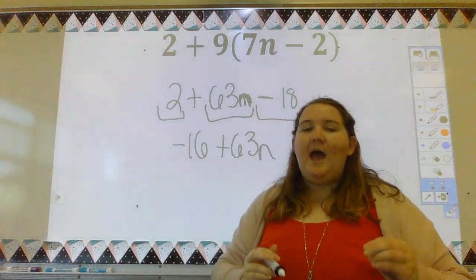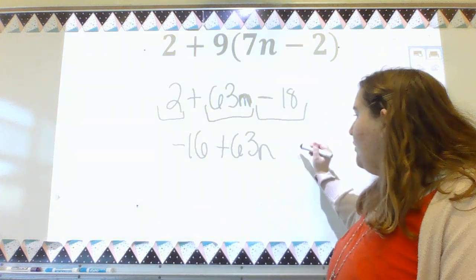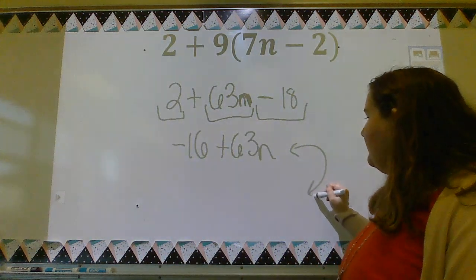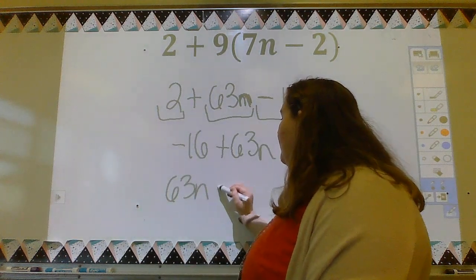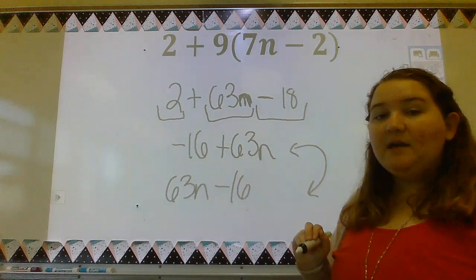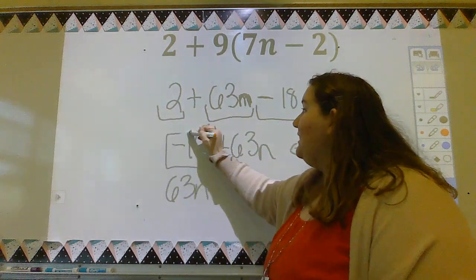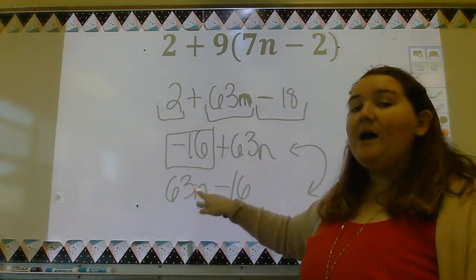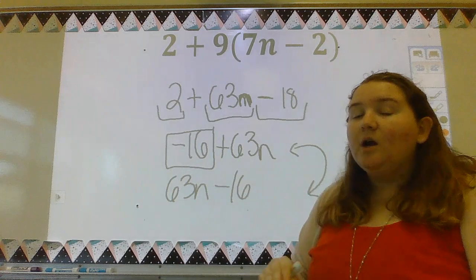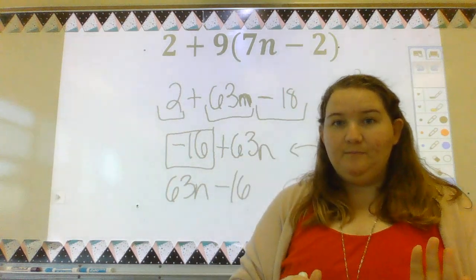Now, this is important. When we are adding or subtracting something, order does not matter. Okay, so this equation is the same exact thing as if I said 63n minus 16. Okay, so notice the terms did not change. It's still negative 16. It's still positive 63n. The terms did not change, just the order or the pattern was swapped. Okay?